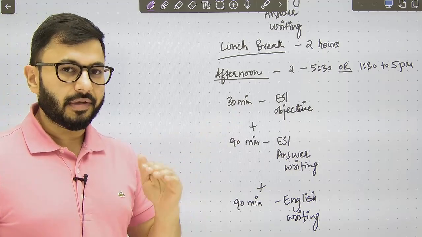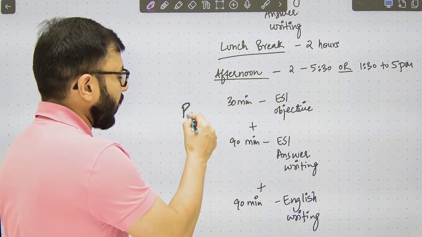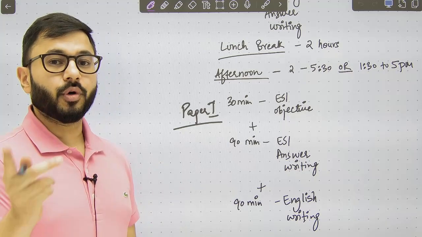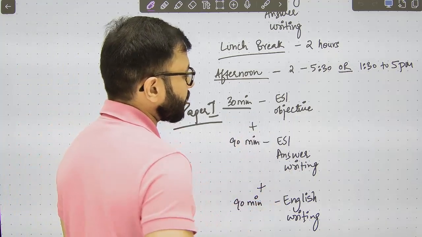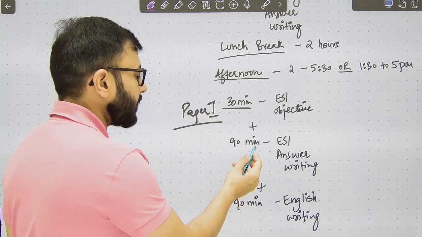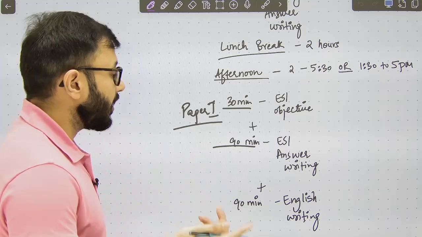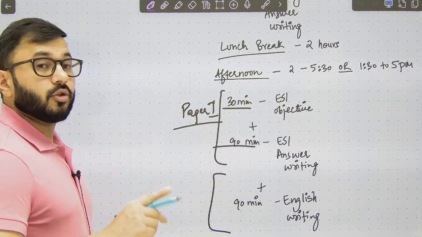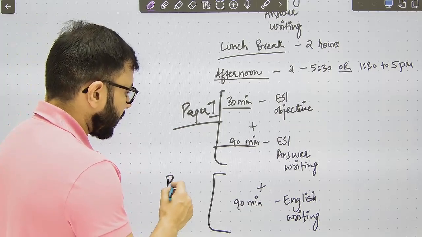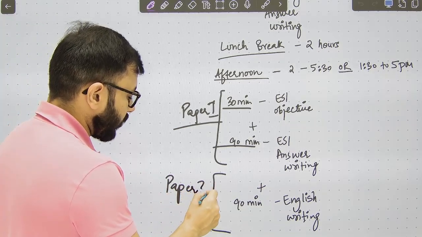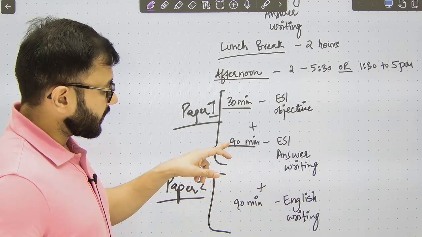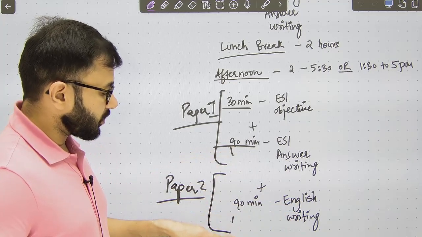30 minutes. Coming back, first you will have paper 1 and then you will have paper 2, first paper 1. Paper 1 was ESI. So 30 minutes ESI objective, 90 minutes ESI answer writing. And as soon as you're done with these 2 hours, without any break, you start with English, which is paper 2. So paper 2 starts without any break. 90 minutes you have to spend on English writing. As you can see here, 90 minutes of writing here, 90 minutes of writing here.